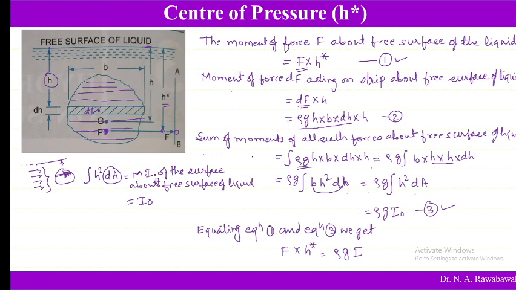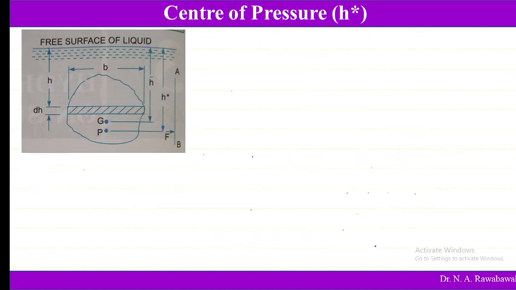What we want to find out is H star. Our aim is to find out H star. Therefore, we can write this as H star is equal to rho g I naught divided by F. So as we know that F is equal to rho g a h bar, which we have derived.